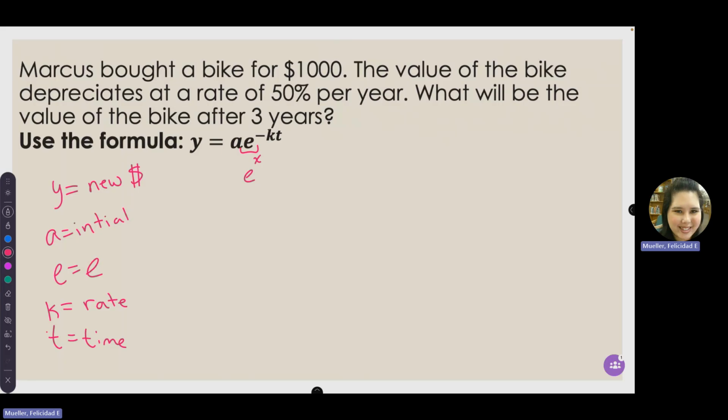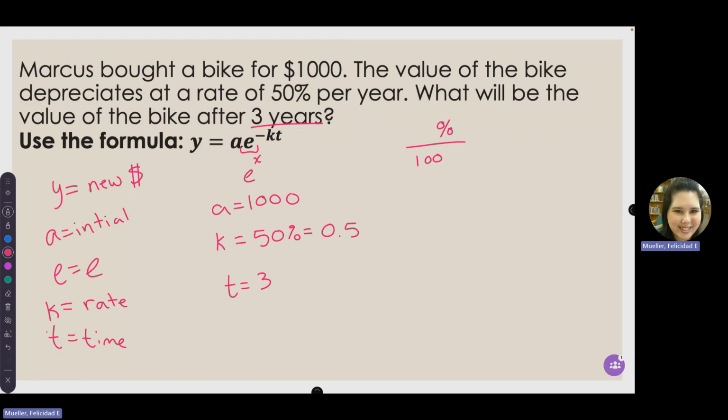So they said my initial amount is $1,000. My rate is 50%. So as the decimal, that would be 0.5. If you're not sure what your decimal is going to be, always take the percentage and divide it by 100, and that will give you the decimal that you need. My rate, oh, I had rates, so that's K. I know I used R. E is E, T is time, and it says 3 years.